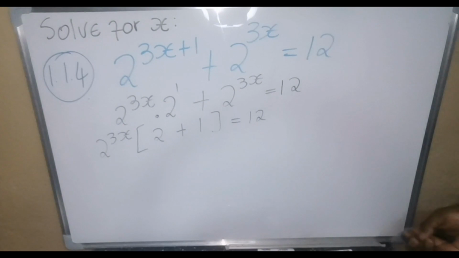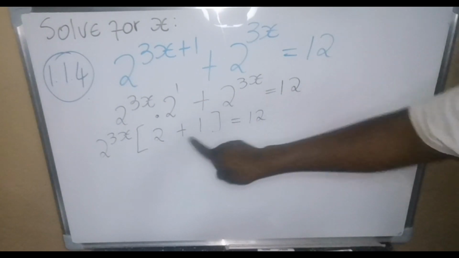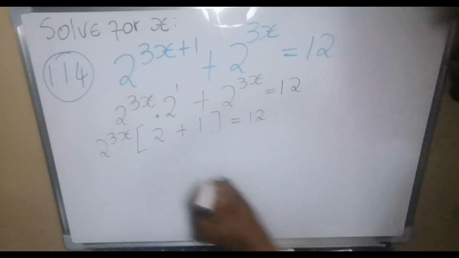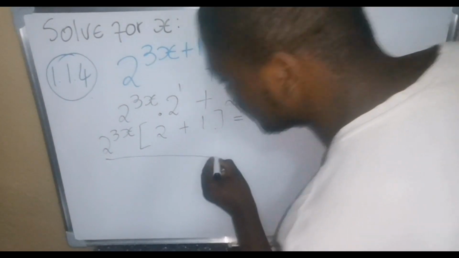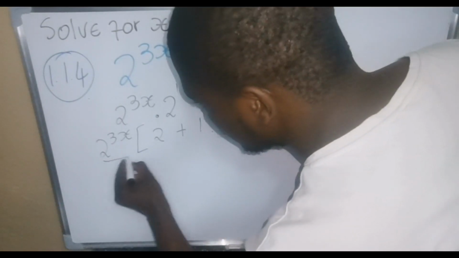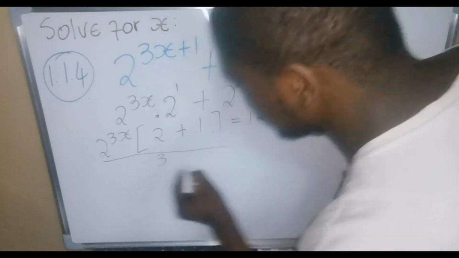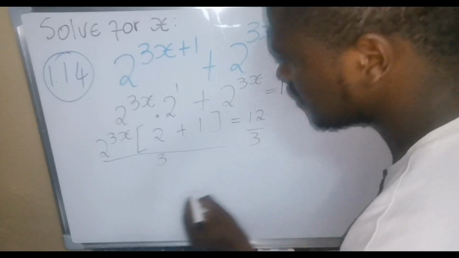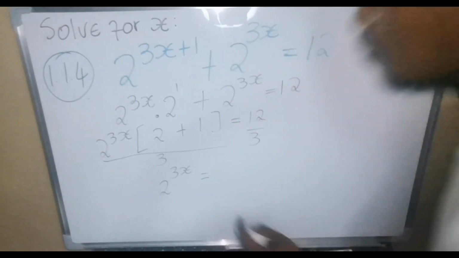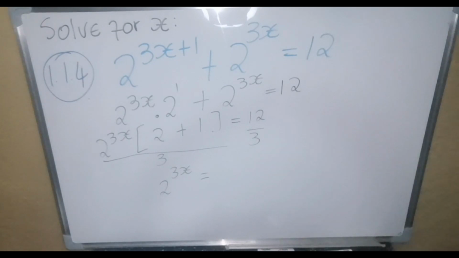There are many ways to simplify it. Now, keep the constants. 2 plus 1 is 3. Therefore, I'm going to divide both sides by 2 plus 1, which is 3 again. 3 and 3. Therefore, 2 to power 3x is equal to 12 divided by 3, which gives 4.